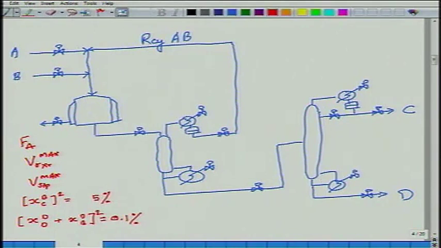Now, I know V reactor should be at max. Now, let us say V reactor is not at max, max value is 80%, I am operating at 75%. My objective function would take a hit because I am not operating at maximum. Similarly, V stripper should be at maximum, my objective function again takes a hit if I am not at maximum.